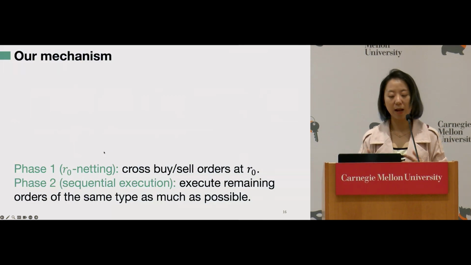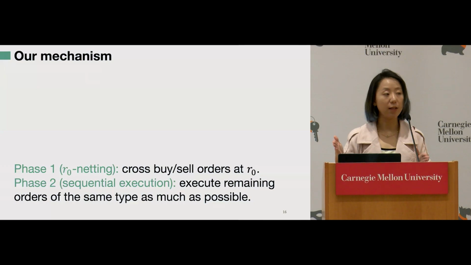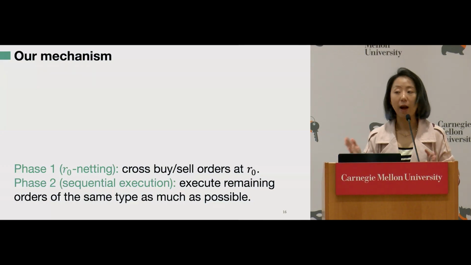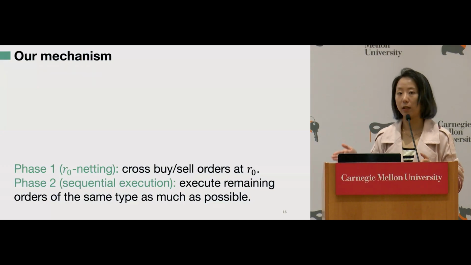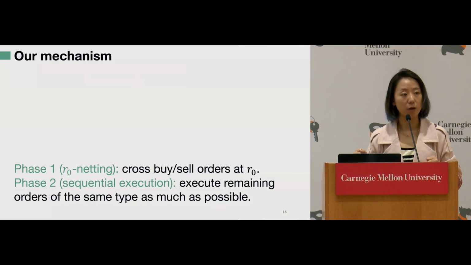It crosses the buy and sell orders at R0 such that at the end of phase one, either the buy type or the sell type is cleared, and we're only left with a dominating type. And then in phase two, we will execute those remaining orders of the same type as much as possible. So let me use an example to demonstrate how it works.